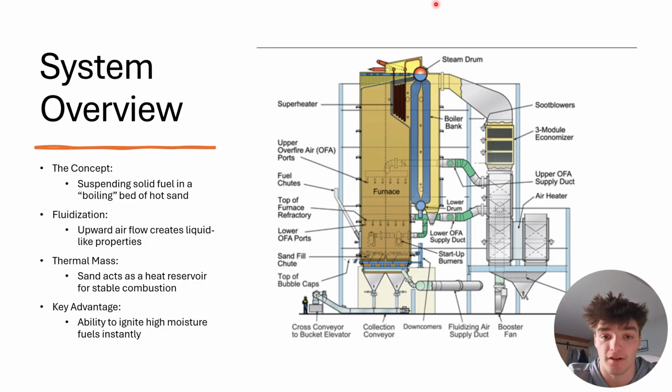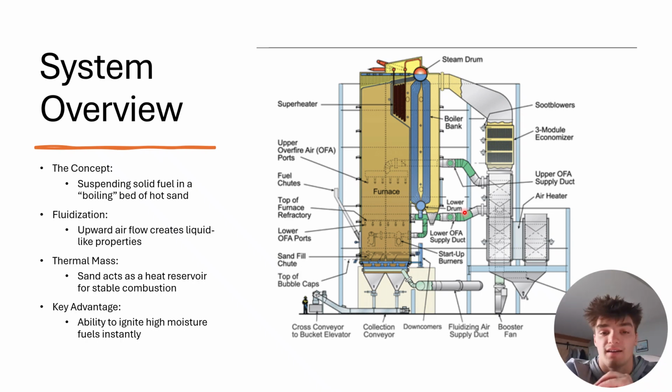We move up the furnace to the lower and upper OFAs, which are these green ducts right here, and by not putting all the oxygen in at the bottom, we are able to control the combustion temperature and prevent the formation of thermal NOx. We also utilize flue gas recirculation to further cool the combustion zone and improve the efficiency.